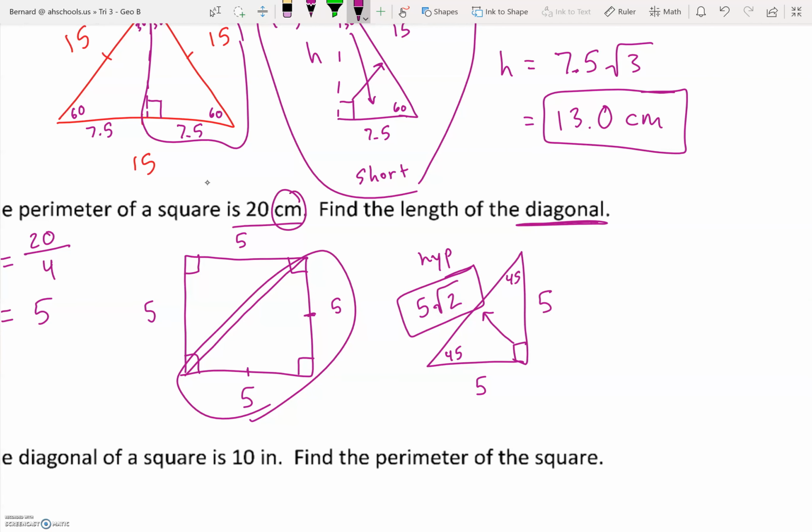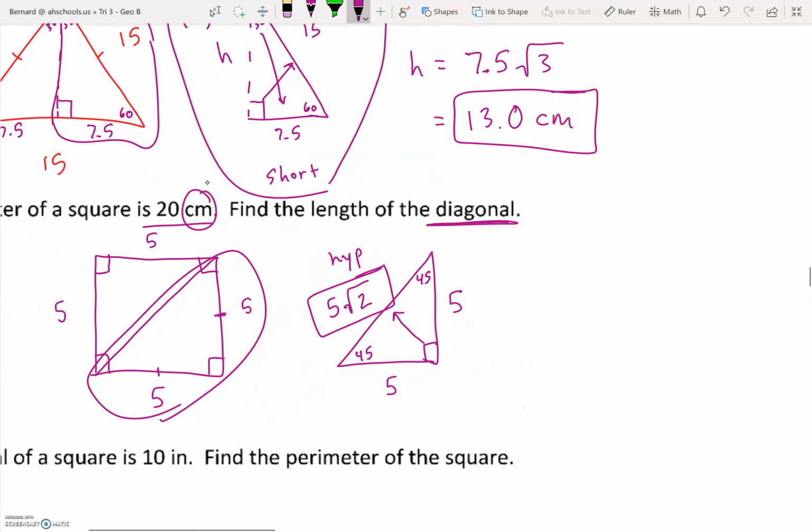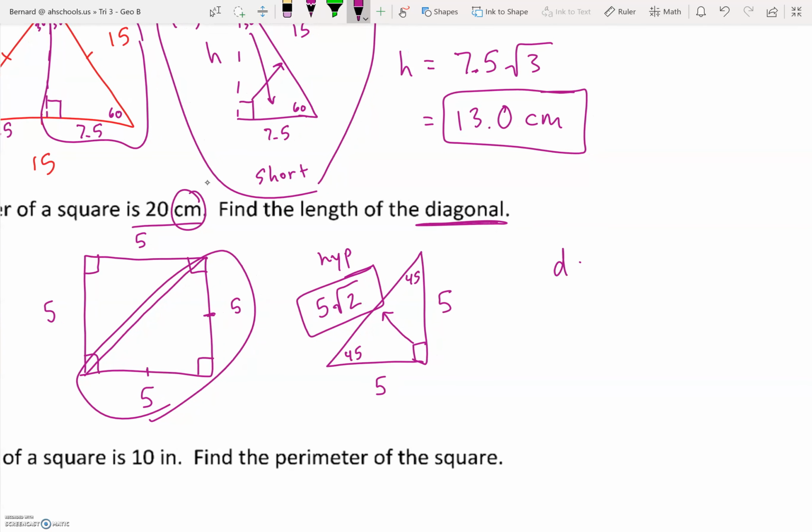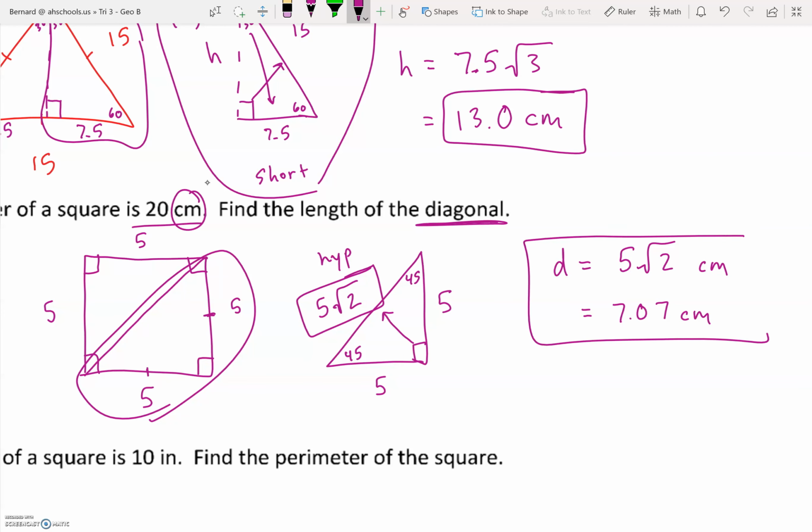Now, we're looking at centimeters here, and so the length of the diagonal, I'll call it D, equals 5 root 2 centimeters, or you could put 5 root 2 into your calculator, and it'll tell you 7.07 centimeters if you'd rather have a decimal. And there's our answer.